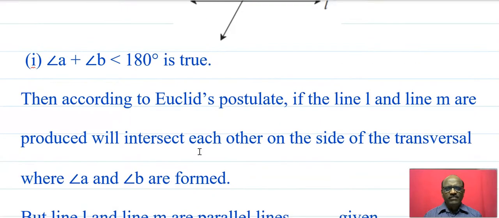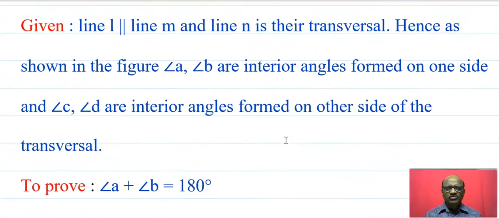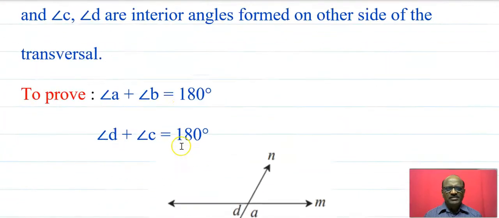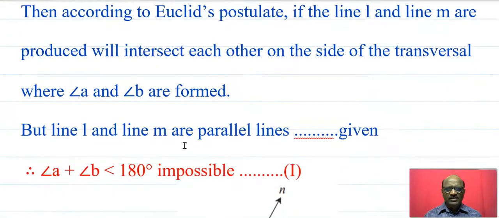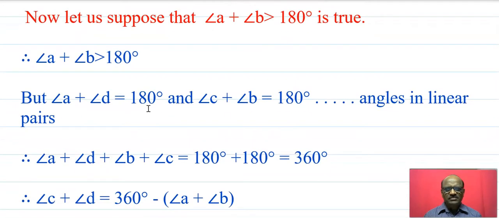When does this happen? When the measure of angle A plus B is less than 180, and if we extend these two lines, they will meet each other. But this is not possible because we are given that these two lines are parallel, and hence that is a contradiction to our given. Therefore the first possibility, that the measure of angle A plus the measure of angle B is less than 180, is impossible. Now for the second possibility, let us assume that the measure of angle A plus the measure of angle B is greater than 180.